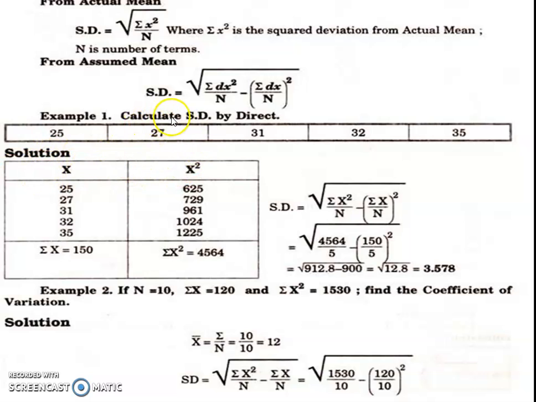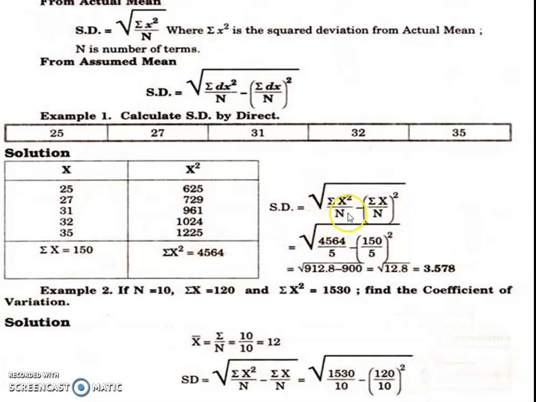Let us check an example to calculate standard deviation by the direct method. The xi values given are 25, 27, 31, 32 and 35. I take x column wise: 25, 27, 31, 32, 35. The grand total of these is 150. Now we have to take the x square. Why do we take x square? 25 square is 625, 27 square 729, 31 square is 961, 32 square 1024, 35 square 1225.